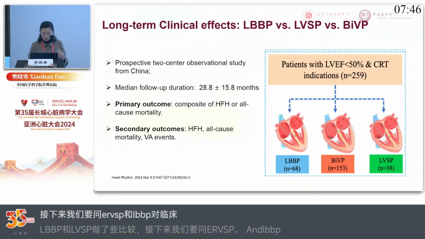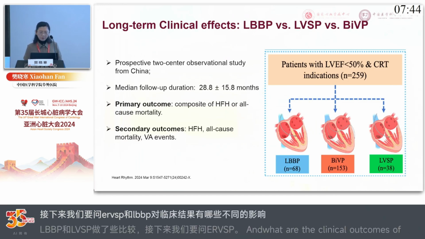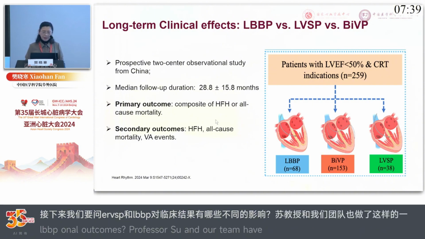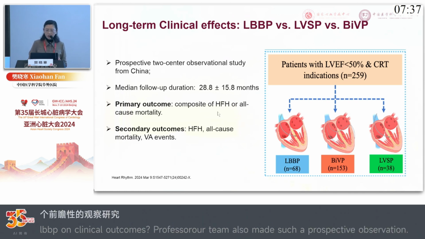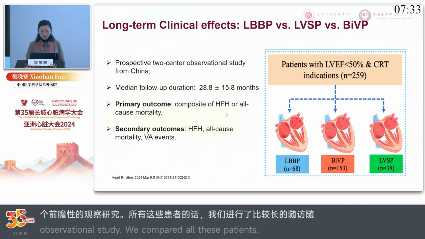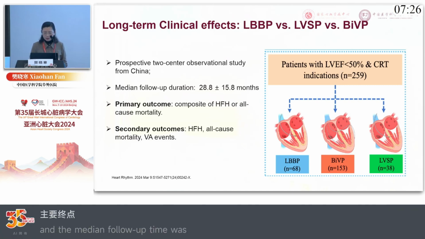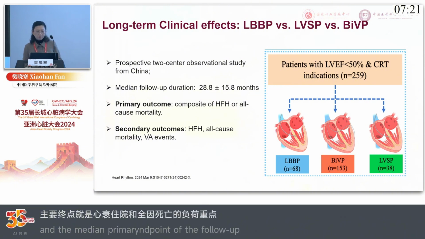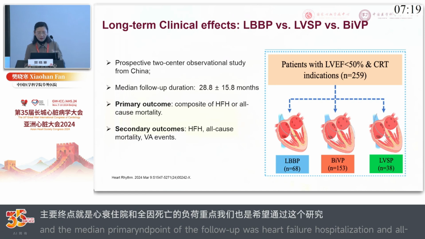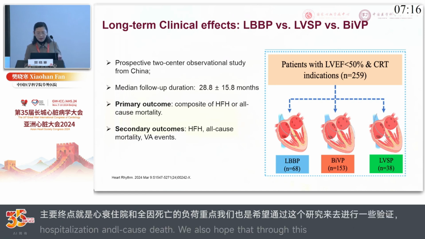Yes, Professor Zhou and our team also performed this prospective observational study. All patients had a long follow-up duration of over 24 months. And the primary outcome was the composite of heart failure hospitalization and all-cause mortality. We want to confirm whether the effect of LVSP and LBBP might be different when compared with BIVP.